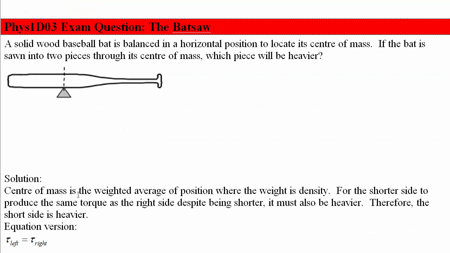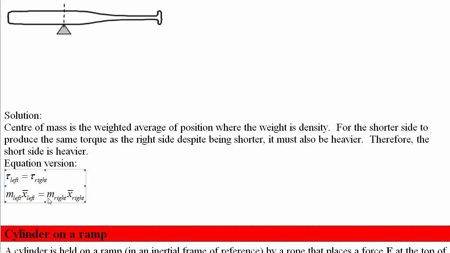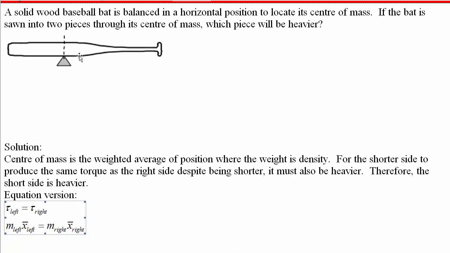Okay, so center of mass is the weighted average of position, where the weight for the weighted average is the density, as you know. For the shorter side to have the same torque as the right side about this pivot point, even though its center of mass is closer, then this must have a larger weight than this piece. Therefore, the mass of the left piece has to be larger than the mass of the right piece. Because the left piece's center of mass is closer than the right piece's is, the left mass must be bigger.